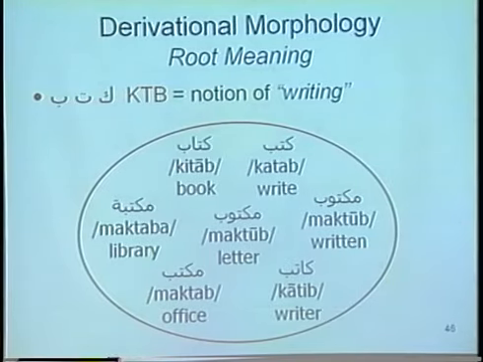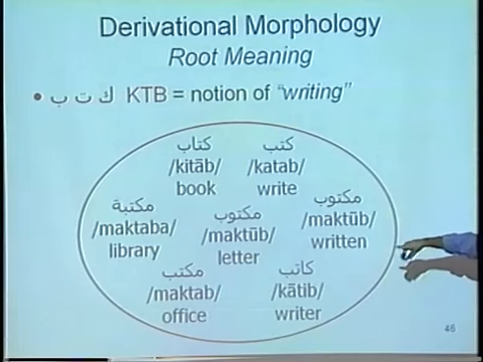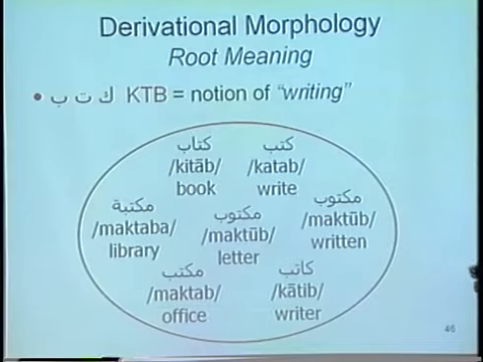Maktaba is a library. It's derived with a pattern that specifies location of doing something. So the ma and the ending also specify that there is a location going on. But notice, maktab is an office, which is a location where you might do writing. Of course, you do other things in an office. You do other things in a library, like reading. But the location of a library is defined as maktaba, not as maqra'a, which would be a place where you read books. So there's a lot of idiosyncrasies there.